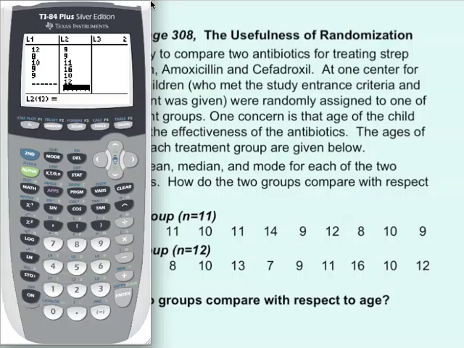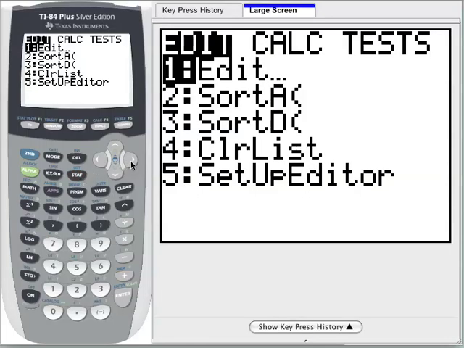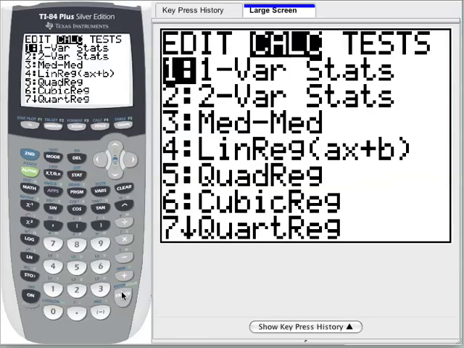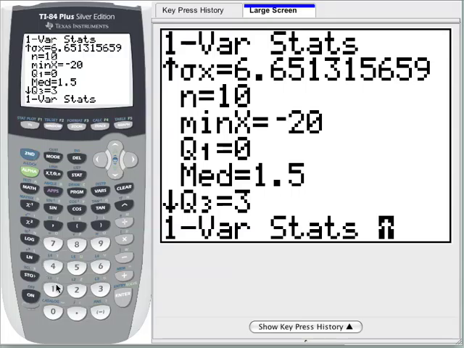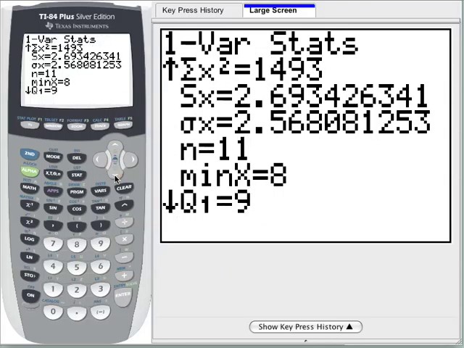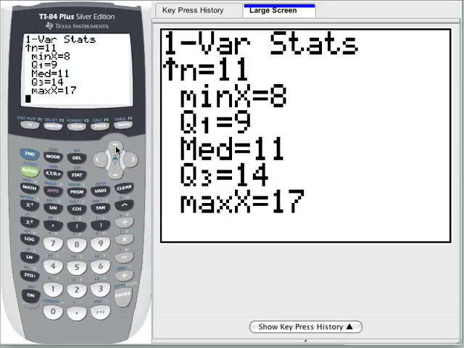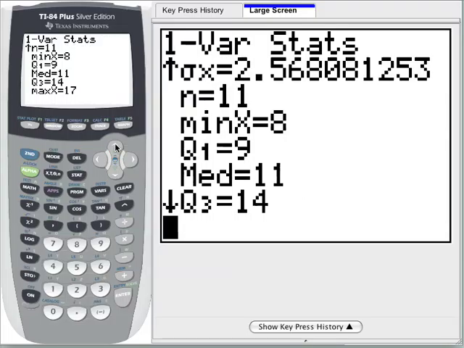Okay, so they want us to find the mean, the median, and the mode for each of these data sets. So to do that, we're going to go into Stat. I'm going to go to Calc. I'm going to go to one of our stats of L1, and we get the mean, which is 11.364, and then if we scroll down, we'll get the median, which is 11. Okay, so notice those two numbers match up really well. Okay, which is good. It tells us we've got a roughly symmetric distribution.